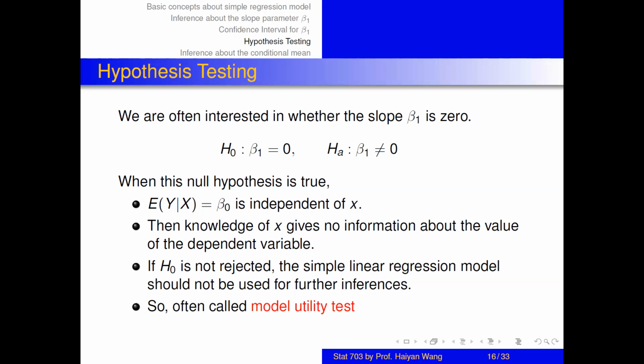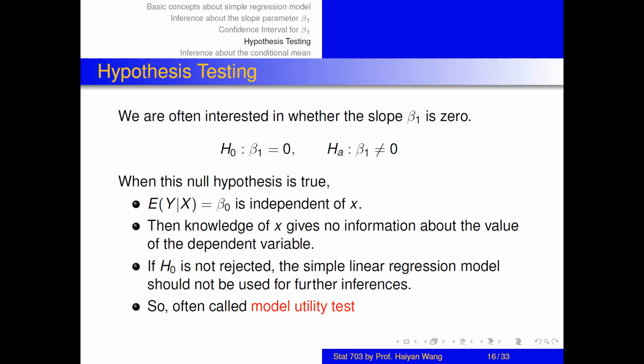For testing, we always construct the test statistic, and then under the null hypothesis, we try to see the distribution of the statistic and use it to compute the p-value. So for this case, since we're testing for beta 1, we'll use beta 1 hat to start. So beta 1 hat minus beta 1, divided by the estimate of the standard error, gives us the statistic. And that statistic, we will look at its distribution when the null hypothesis is true.